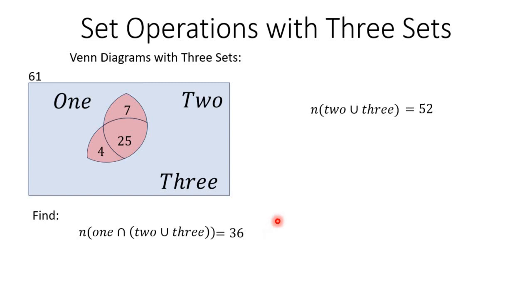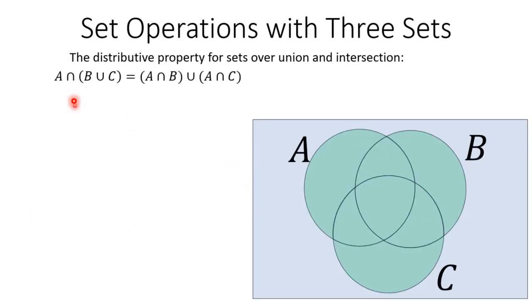That means that what I just calculated, the intersection of A and B union C, is equal to, because they had the same Venn diagram and we were talking about the same 36 people, the intersection of A and B union the intersection of A and C. As a matter of fact, I knew from the beginning that they were equal, because that's called the distributive property for sets over union and intersection.